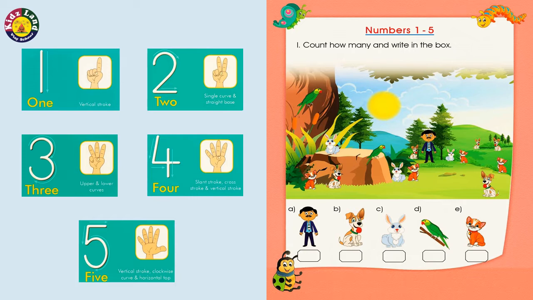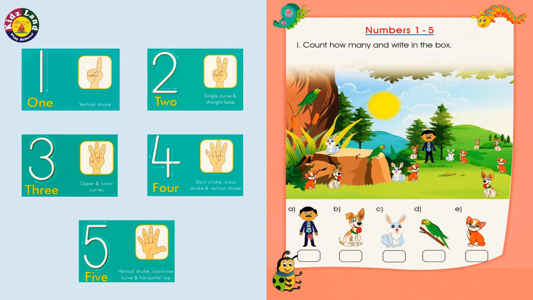Okay, now seeing the page, I see a picture with a lot of animals inside. Let's see what the question is. Let me read out the question for you. Count how many and write in the boxes. Here we see the pictures, questions A, B, C, D and E. This is the activity sheet where we have to count that particular picture, how many they are, and write the number in the boxes below.